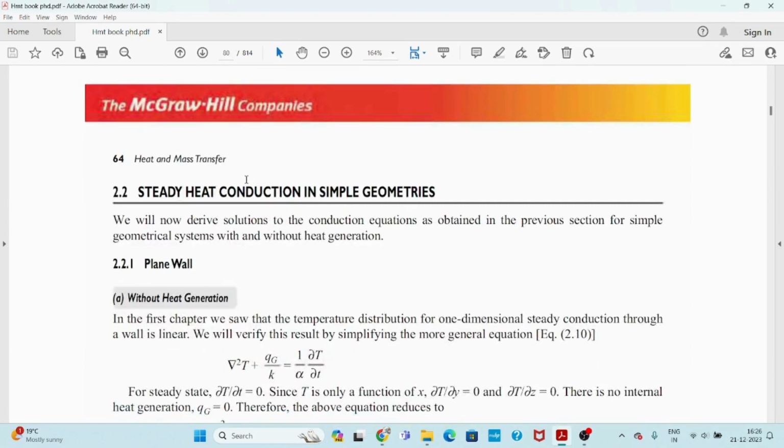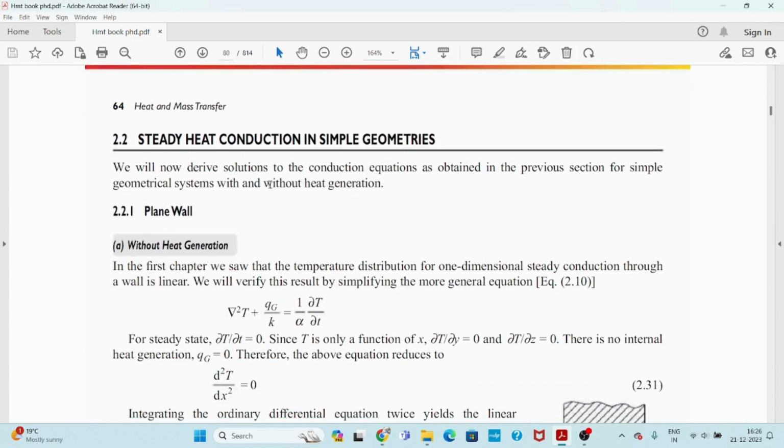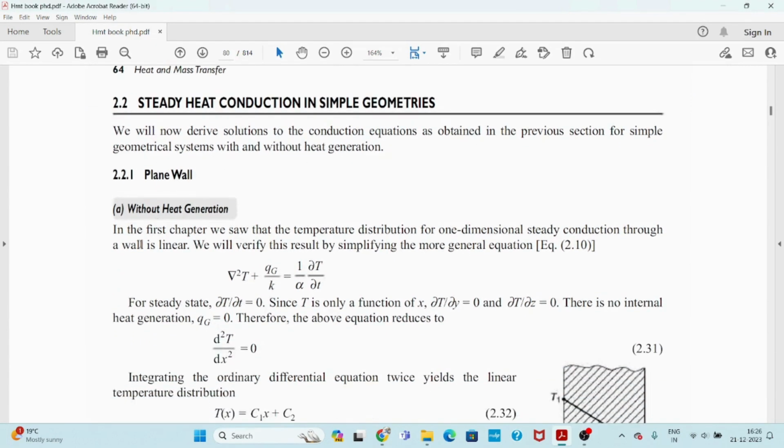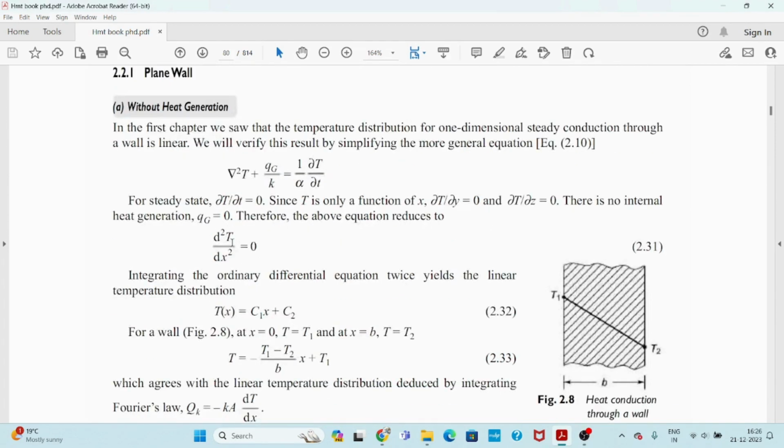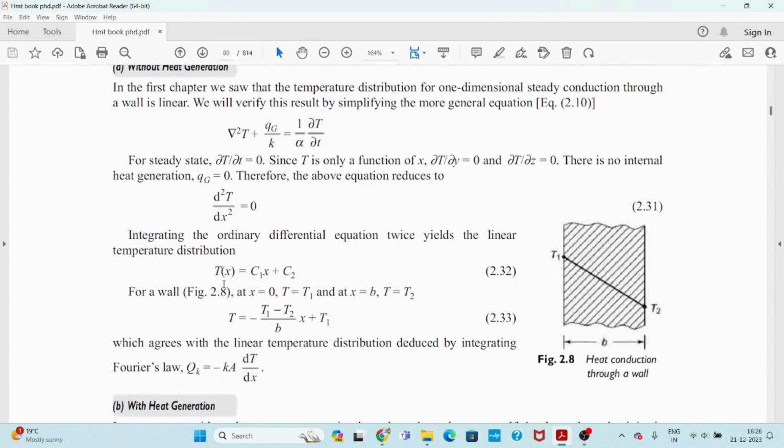Steady state, steady heat conduction in simple geometry, like a plane wall. In this case, you can use this equation, and when there is no heat generation, Q will become zero, and in steady state this will also become zero. So this is the d2T by dx squared.